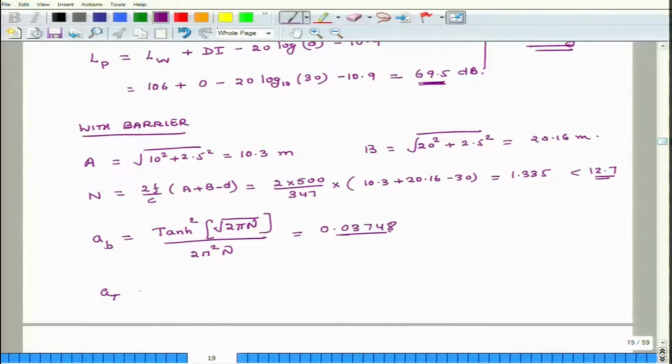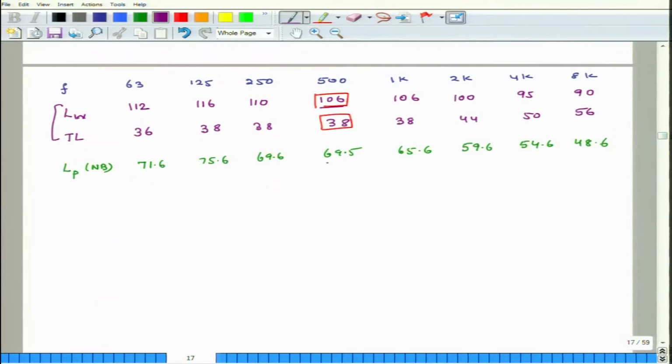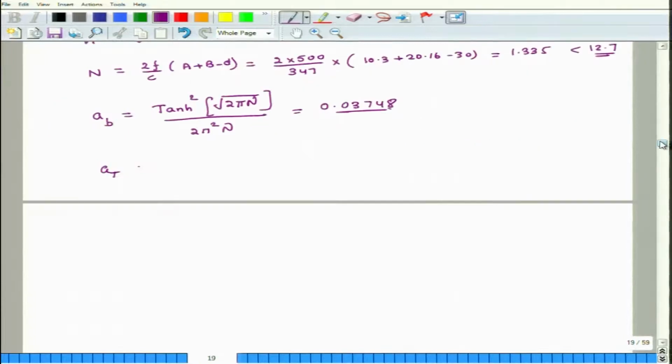And AT. What is the transmission loss associated with this? 38 decibels. So, with that we will compute AT. This is equal to 10 to the power of minus transmission loss divided by 10, which is 10 to the power of minus 38 by 10, and this is equal to 0.00469. So, now we have calculated all the parameters.